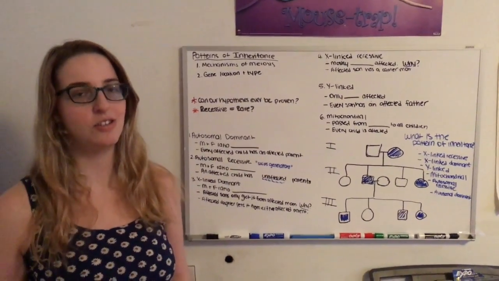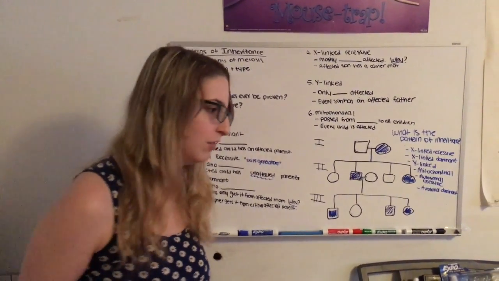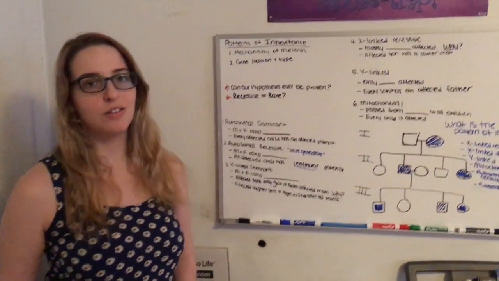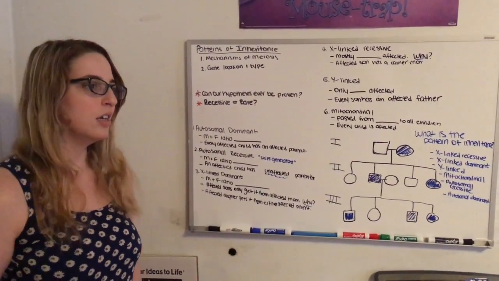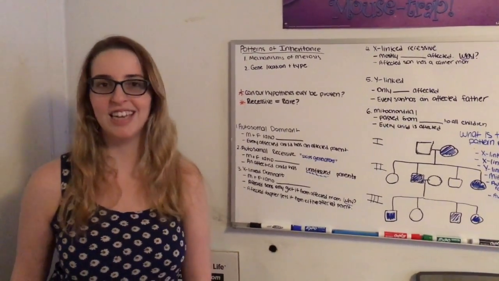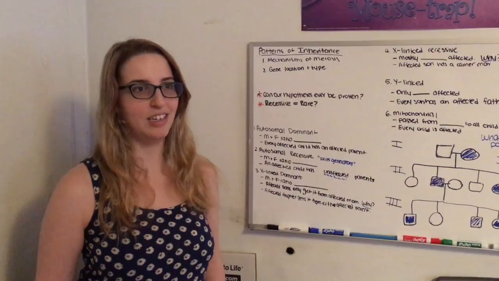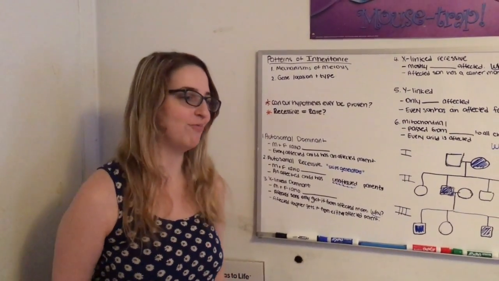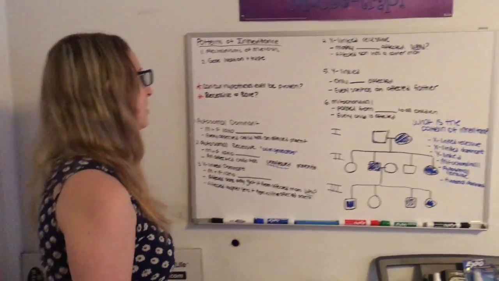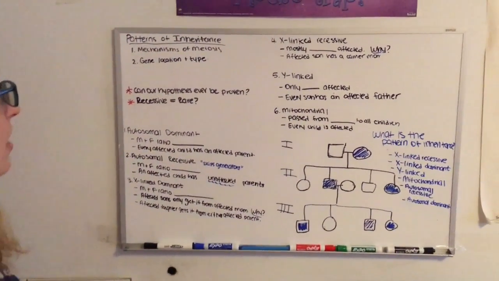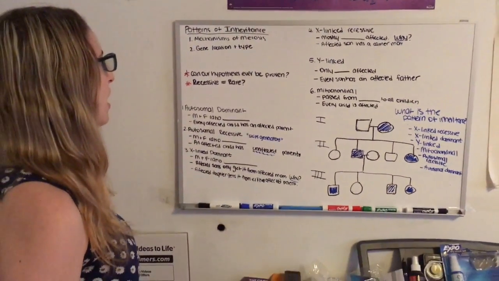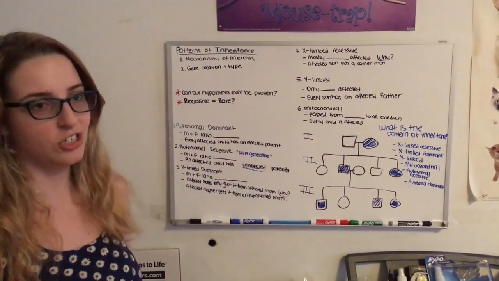Principles of independent assortment. So, Mendel was able to see how alleles flow through the generations using experimental breeding. In humans, we can't really do that, breed experimentally, otherwise we would have problems. So, we use pedigrees. Today we're going to talk about another way of viewing patterns of inheritance using gene location and type.